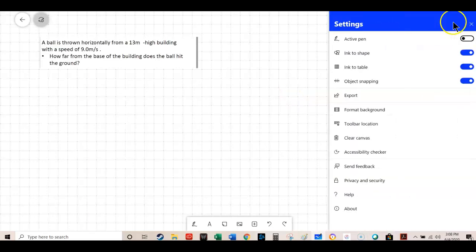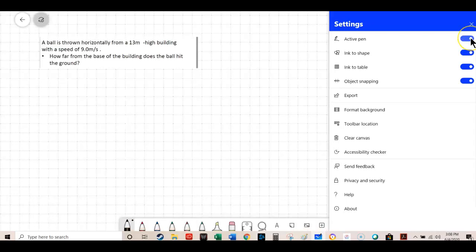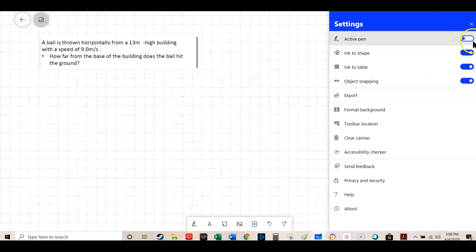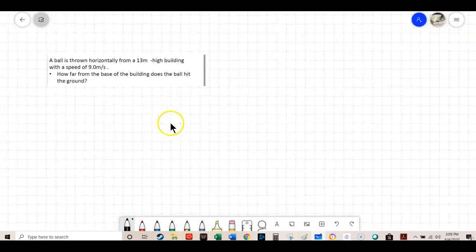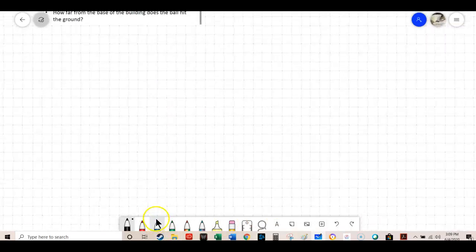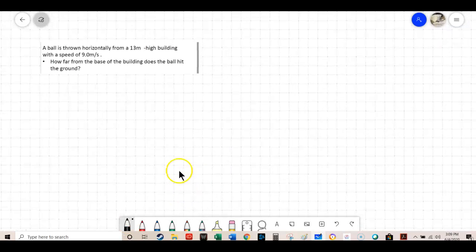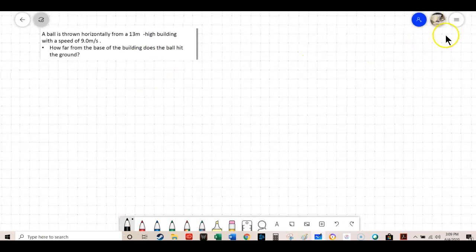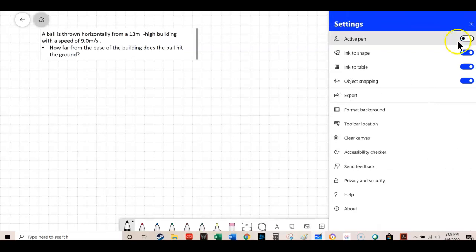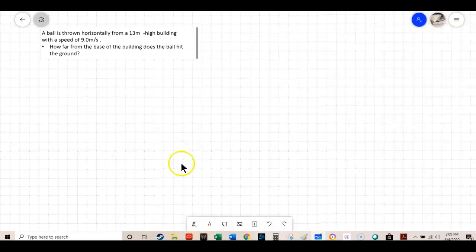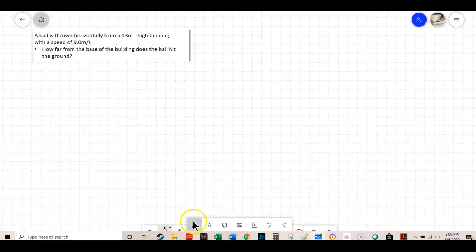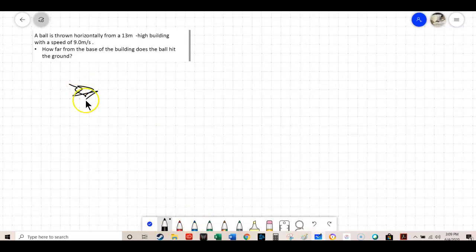Now, one setting that I don't like is active pen. If you do that, the pen is on all the time. I like to keep that off. I like to keep ink to shape, ink to table, and object snapping on. If the active pen is on, it's hard to switch between moving this, and you can't move it around, whatever your pen is set at. So take your pen off, and that means you could move this around, and then you click on the pen icon and you could draw, right?